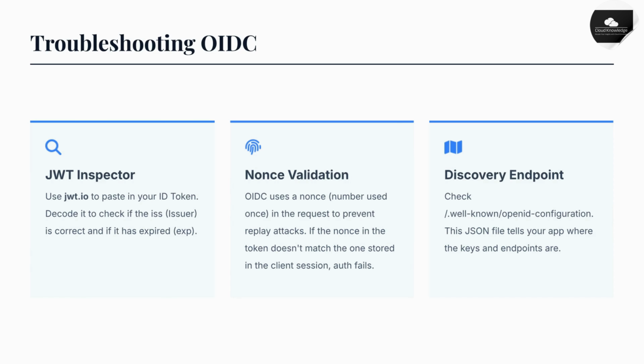To troubleshoot OIDC, you can use a JWT inspector to verify the ID token's claims, like the issuer and expiration. Nonce validation is crucial to prevent replay attacks. Also, check the discovery endpoint to ensure the application can locate the necessary keys and endpoints.